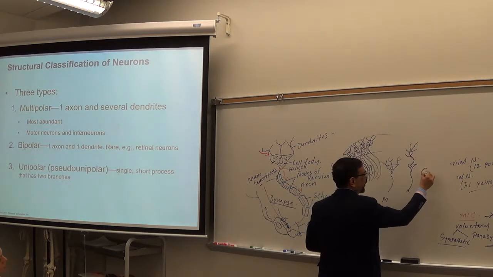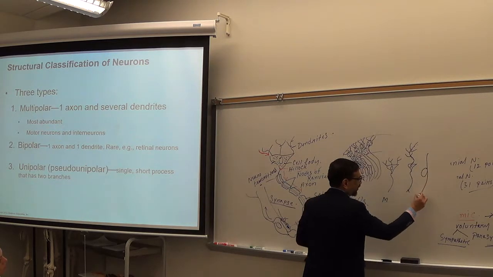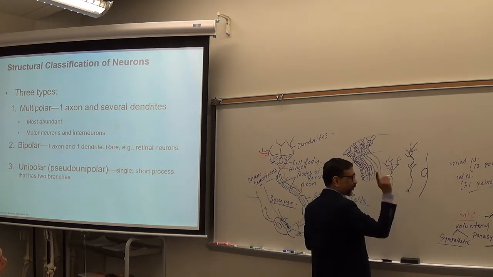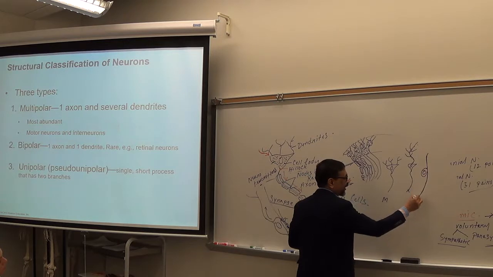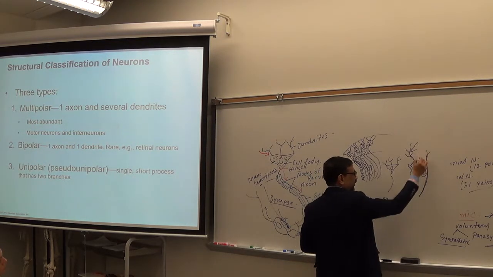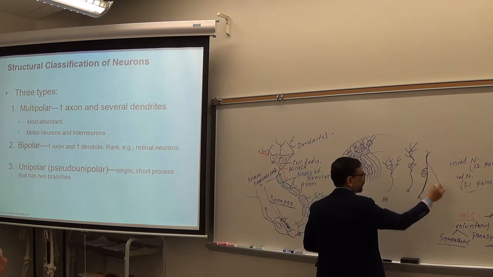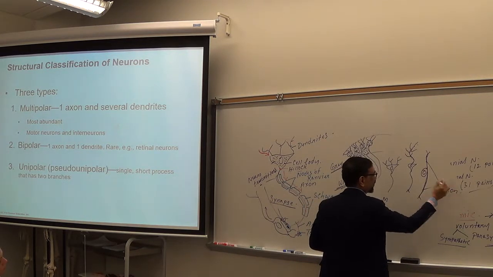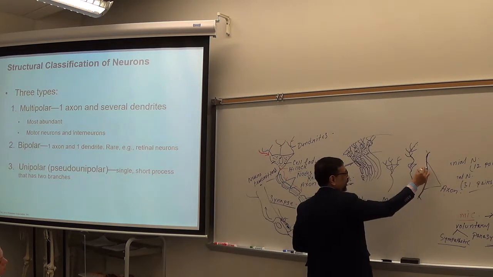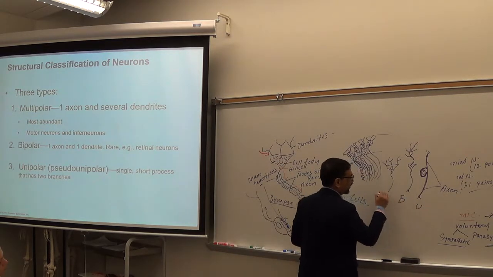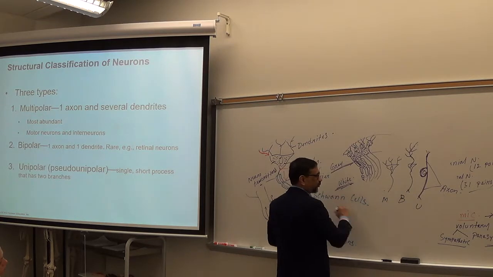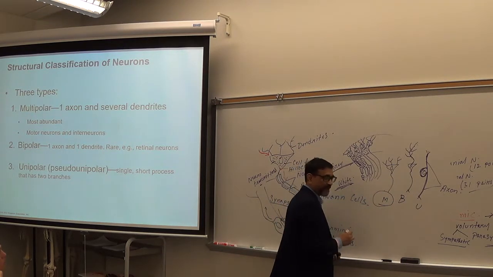Now, unipolar, only one axon, no dendrite. Now, what happens in most of the cases, the cell body is attached to the side of the axon. So this is actually one single axon. You see here, this is a single axon. Same, single axon, no dendrite. And the cell body is not at the end, attached somewhere to the axon. So this is uni, this is bi, this is multi. Okay. And most of the neurons are multipolar type neurons.